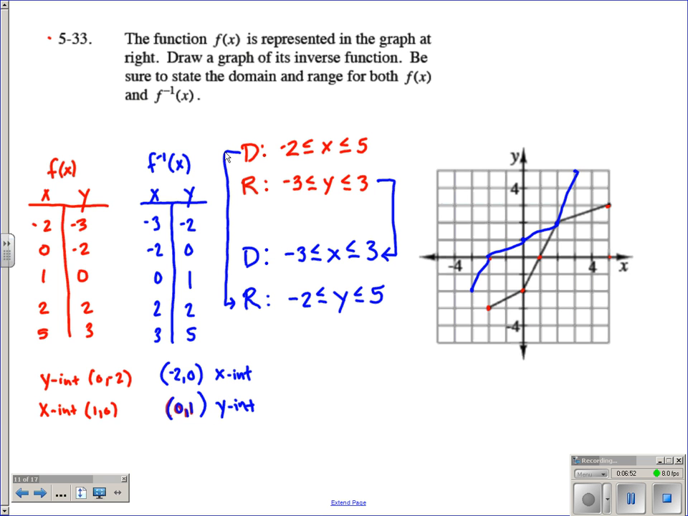So if you know the domain and range and the x and y intercepts for a function, you should be able to come up with the same exact information, the domain, the range, x-intercepts and y-intercepts, of the inverse function. This is problem 5-33.